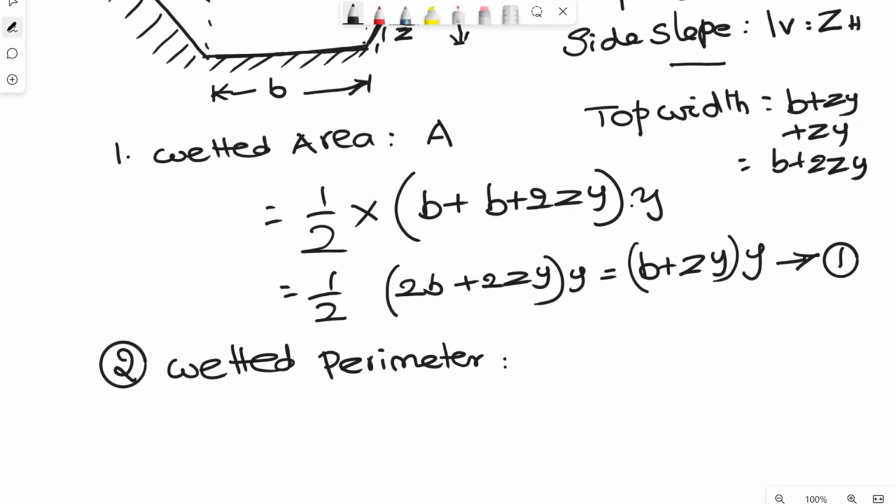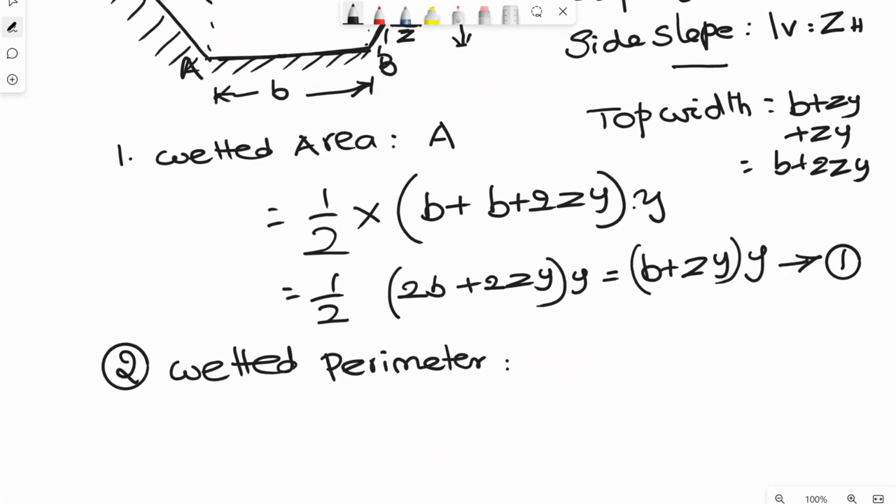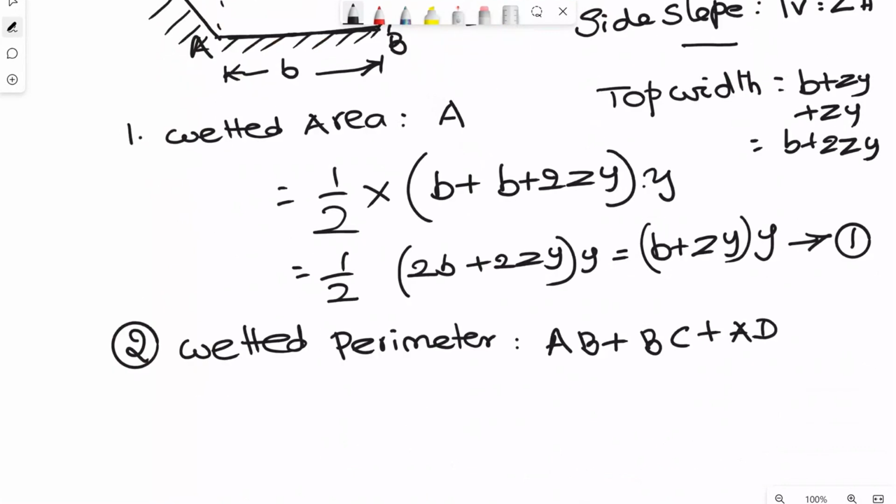What is wetted perimeter? So now for your understanding sake, let me call this A, this B, this D. So what is wetted perimeter? This is nothing but AB plus BC plus AD. Am I right? Listen. So now already AB is known. AB is equal to B, as they have given.